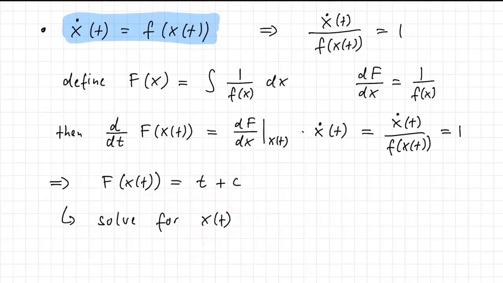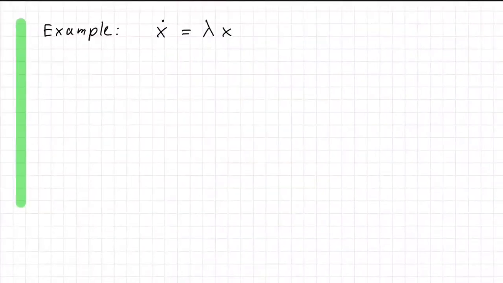Again, let's apply this to an example. And the example equation that we look at is that x dot equals lambda times x. So here, on the right-hand side, we have our function of x being lambda times x.